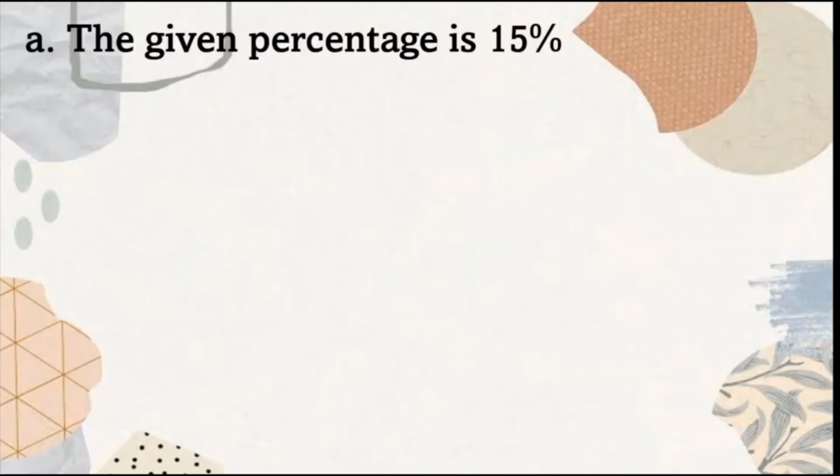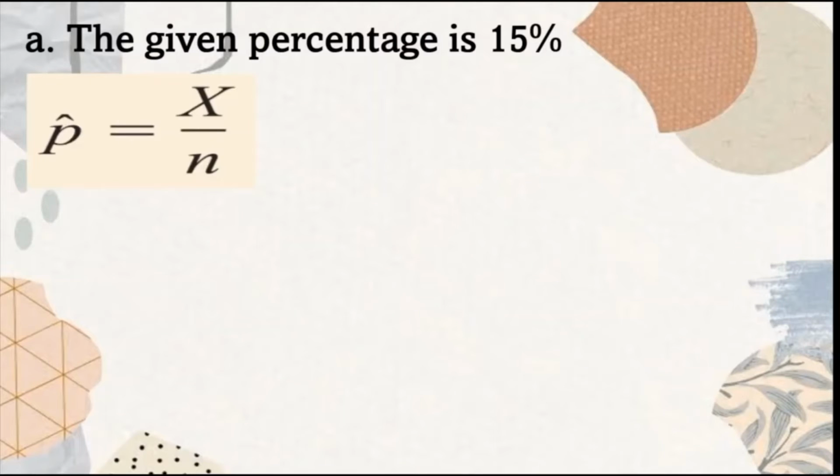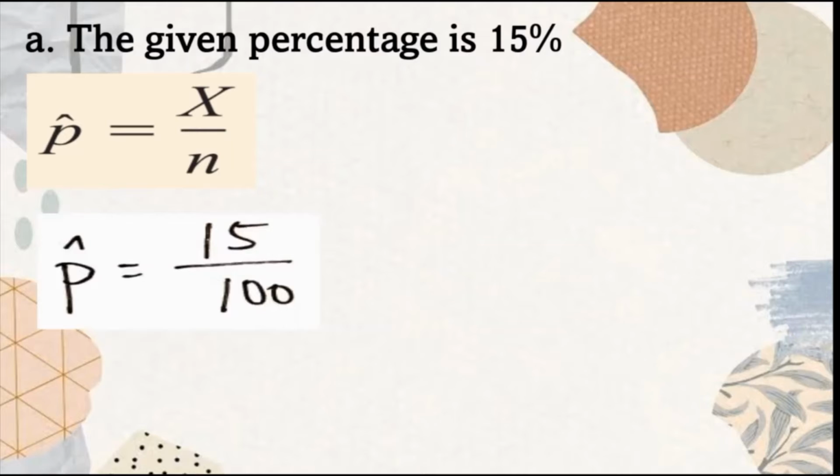The given percentage is 15%. Our formula is P hat is equal to X over N. Our N is equal to 100%. P hat is equal to 15 over 100. So P hat is equal to 0.15.